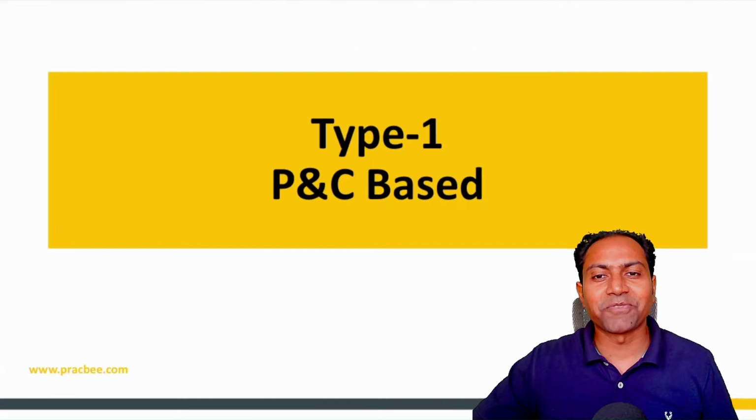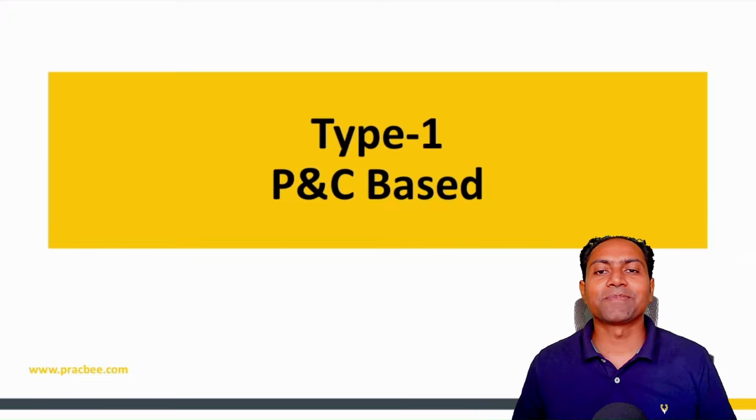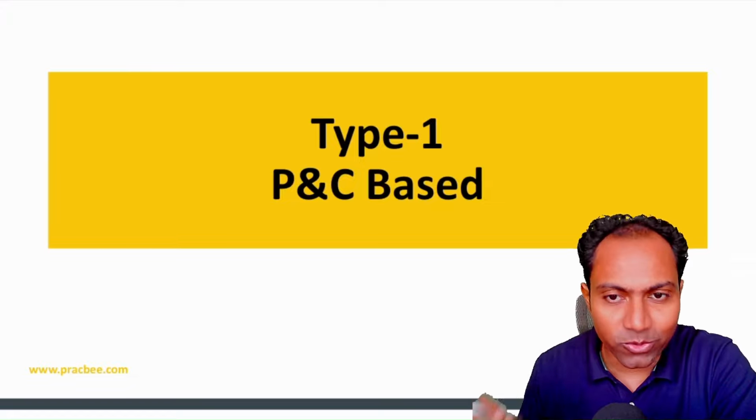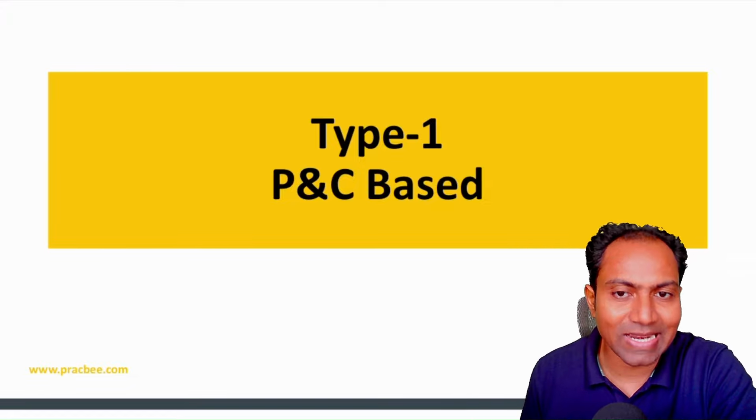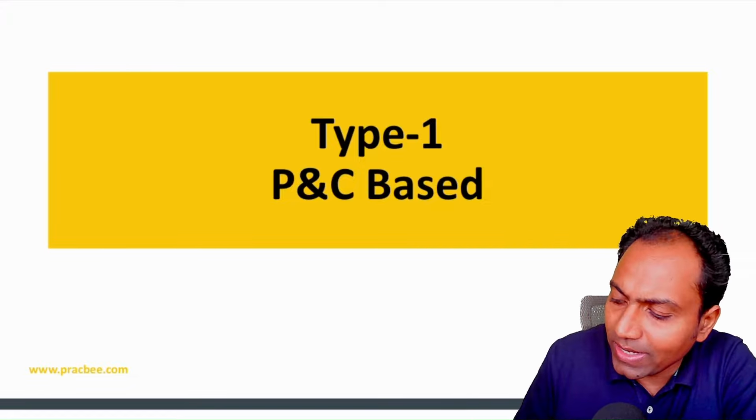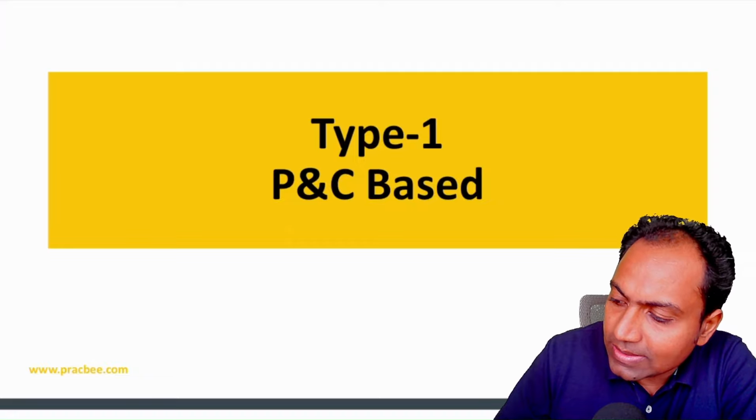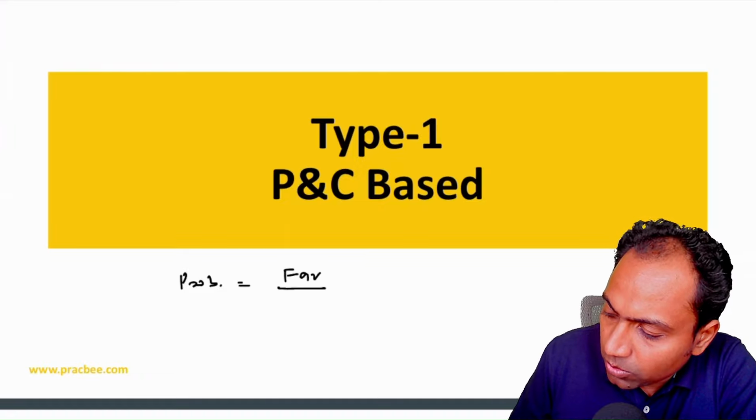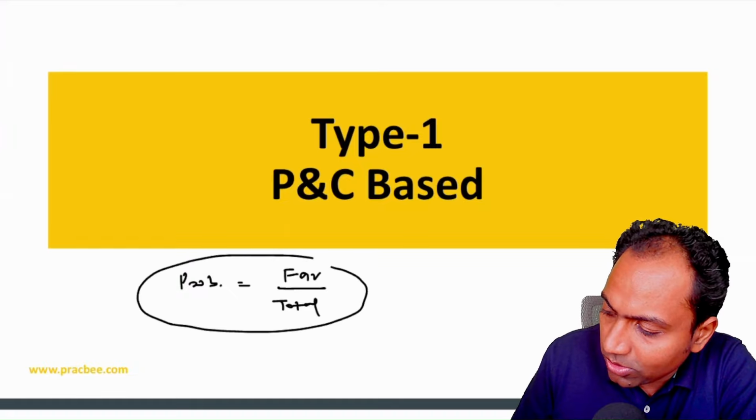Now let us start with the first problem type, and these problem types are those questions that are based in PNC. So as I've already told you, this problem type comes under classical probability. And if you have to find classical probability, the standard way to do it is nothing but favorable cases by total number of cases. This formula we are going to use in order to find all such probabilities.